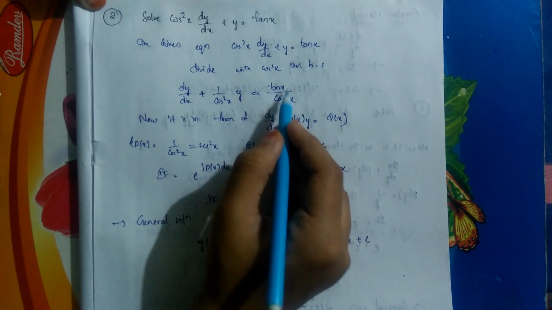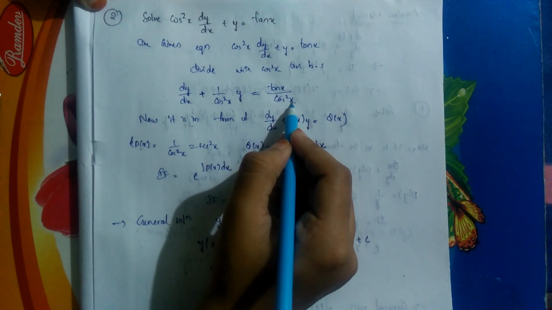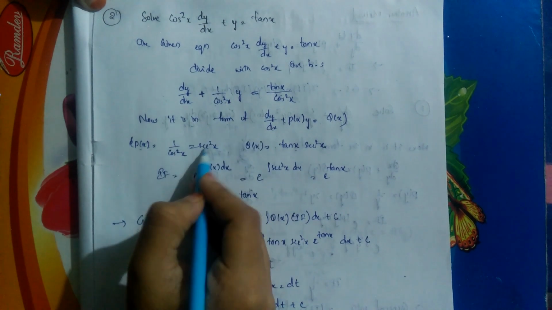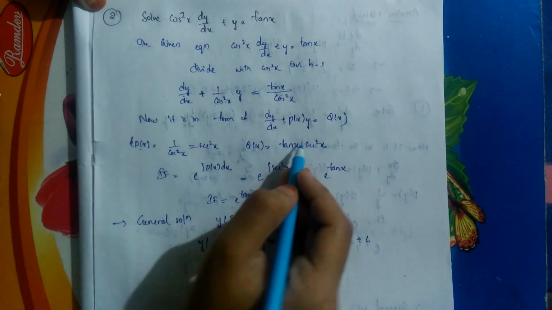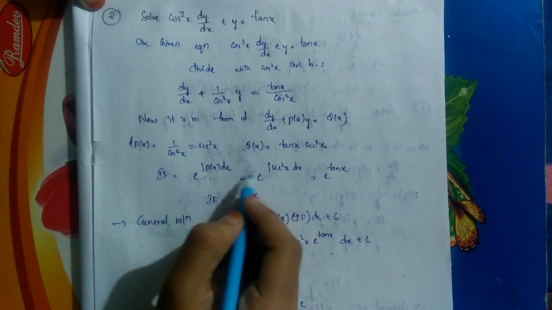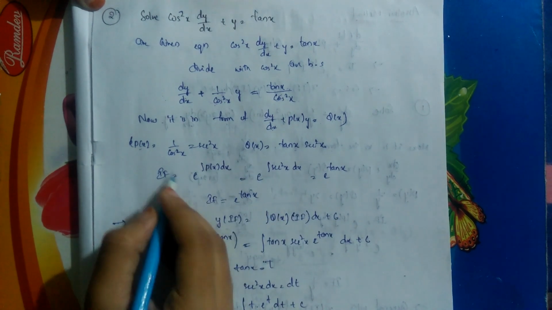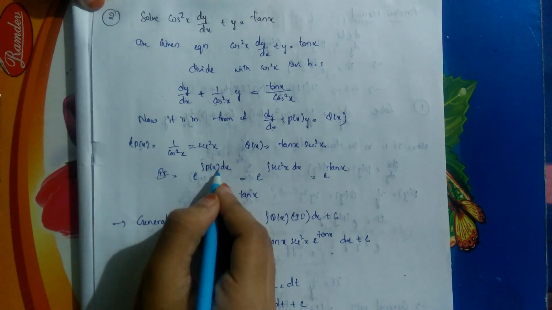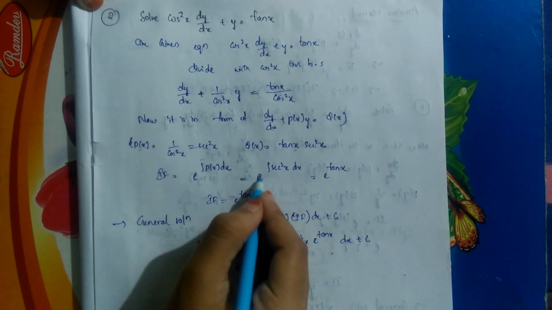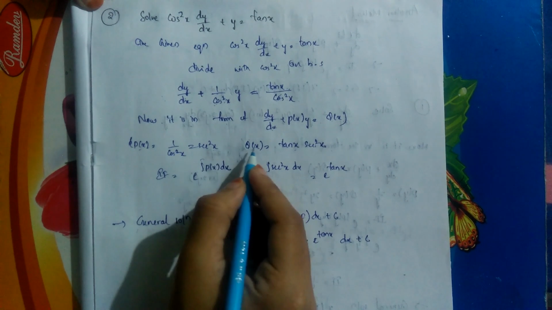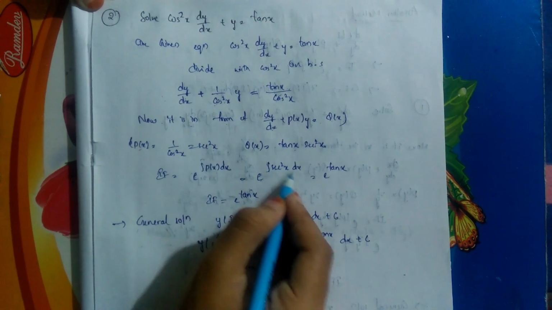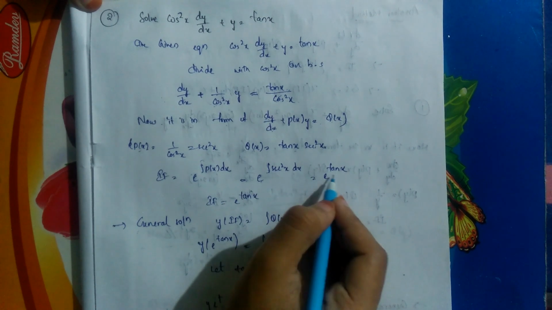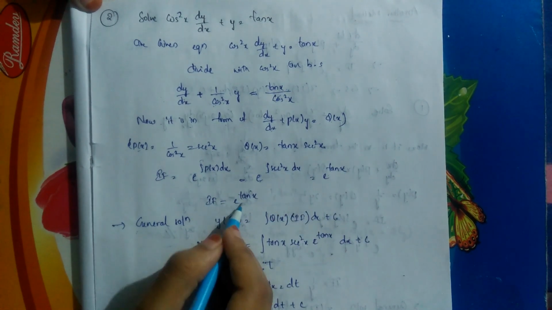So we know that 1 by cos square x can be written as sec square x, and here 1 by cos square x can be written as sec square x. So we are changing into secant square x because integration will be very easy. Now we have to find the integrating factor, that equals e power integration of p of x dx, that equals e power integration of secant square x dx. So sec square x integration is tan x. So e power tan x is the integrating factor.